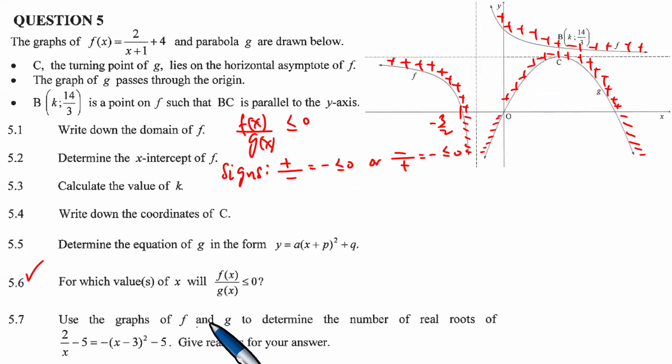So in the end, what do we have? For which values of x will this rational result be less or equal to 0? We can see that this parabola G crosses the asymptote, but it's negative all the way. So if x is less or equal to minus 3 over 2, because when we take the x values right through, let me use a different color here.